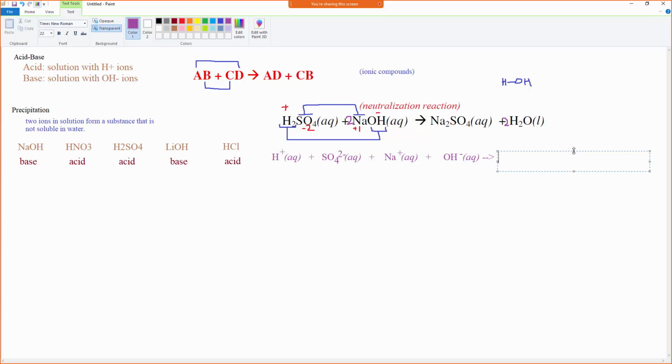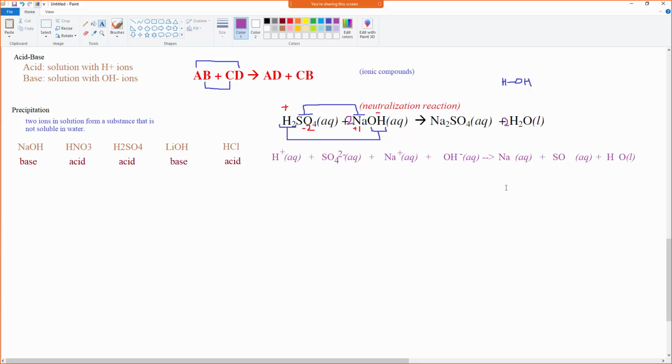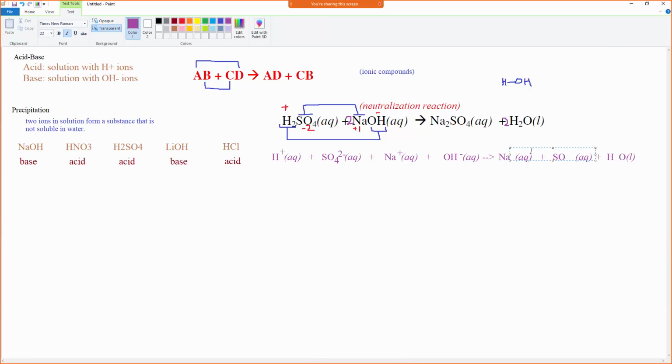All right, and then in our products on this side, that's a really good question, Sarah. Hang on a second, I'll get to it. On our opposite side, here we have sodium plus sulfate aqueous plus H2O liquid. Okay, so the question that Sarah asked is, she said, wait.